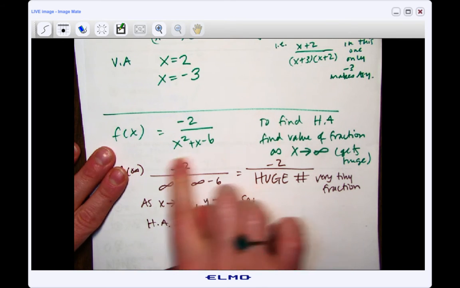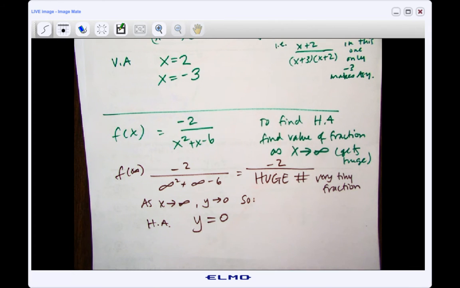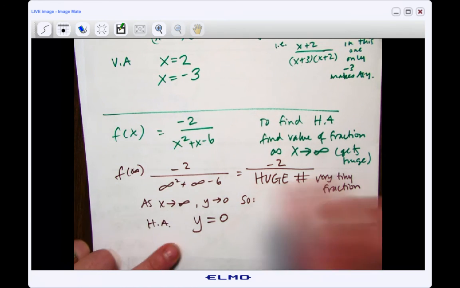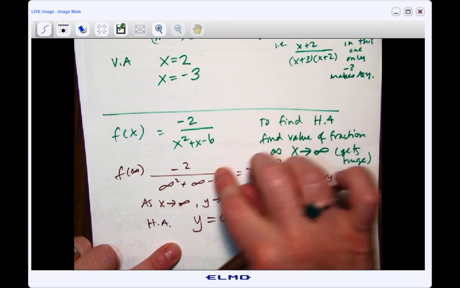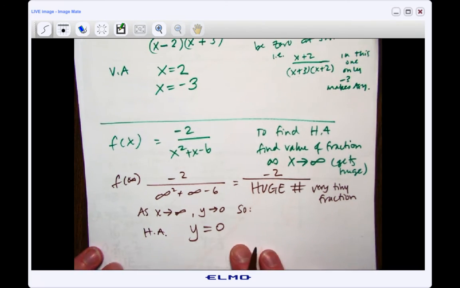So whatever value this fraction comes out to be when you substitute in a really big number, a number close to infinity, because we can't actually use infinity, whatever value this fraction gets close to, that's what our horizontal asymptote is. So my horizontal asymptote is y equals 0.